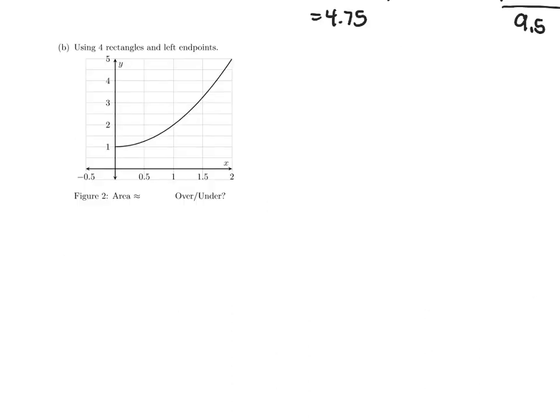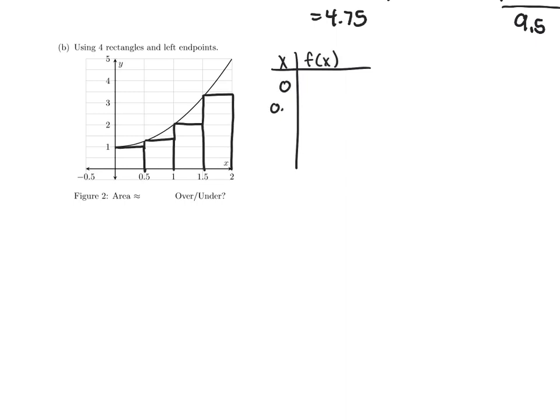Okay, so now we're going to do the same thing using 4 rectangles and left endpoints. So I've drawn my rectangles, and each one of them, the height is found at the left end point instead of the right end point. So it's a very similar table to what I had before, except now our sample points are 0, 0.5, 1, and 1.5. At 0, we're at 1, and then we're at 1.25, and then 2, and 3.25.